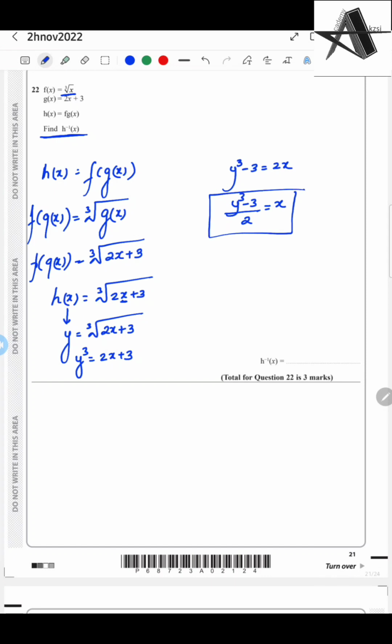At the end, replace x with h inverse x and y with x. This is your final answer. So h inverse x is x cubed minus 3 over 2. Answer is x cubed minus 3 over 2.